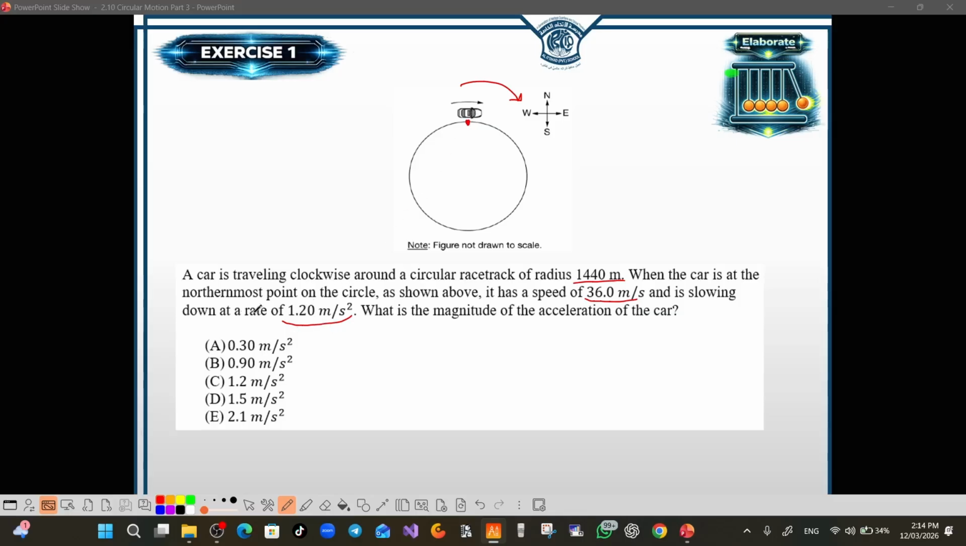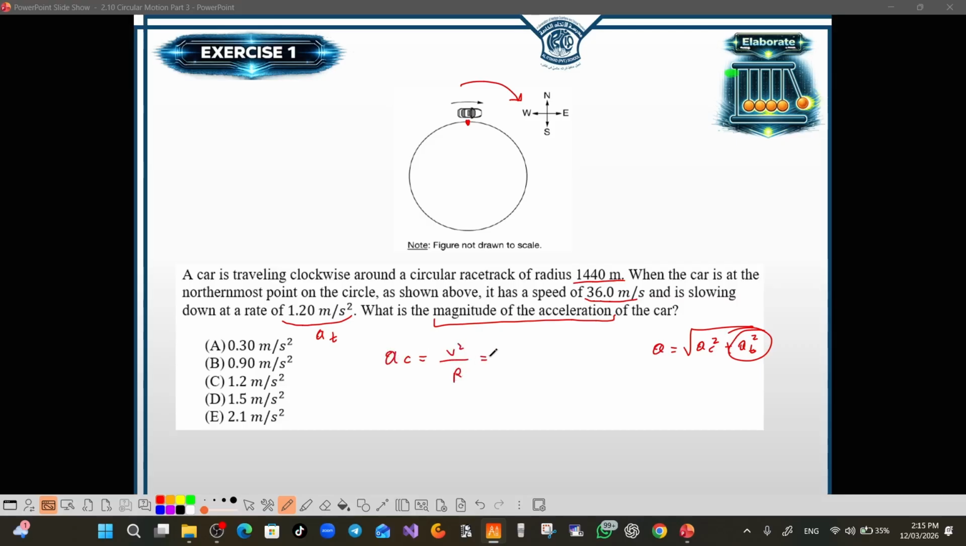This kind of acceleration, since it's changing the speed, is tangential acceleration. What is the magnitude of the acceleration of the car? To find the magnitude of the acceleration, we will need the two components, AC squared plus AT squared. Now we have the AT, it's given in the question. We still need the AC to complete the picture.